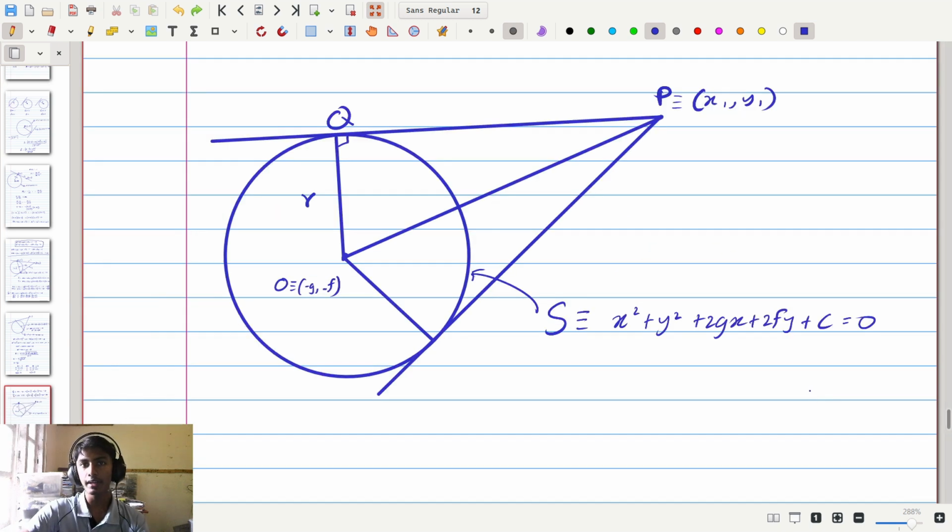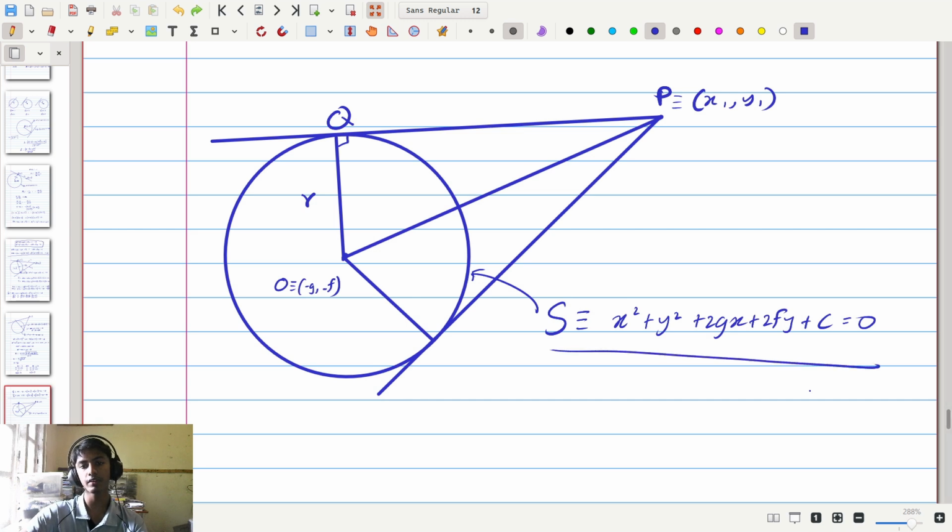The next and final thing we need to talk about regarding tangents is going to be the length of a tangent. Specifically, given some external point, what is the length of the tangent from that external point up to the point where the tangent touches the circle? So here I have marked the external point as P, given by (x1, y1). I've marked the point of contact as Q, and I've also drawn the center of the circle O as (-g, -f), which will be useful in finding the length PQ.